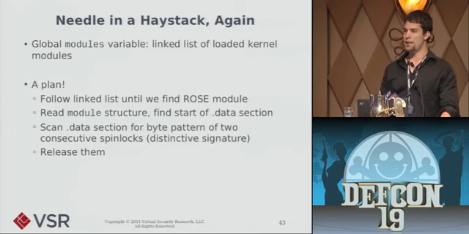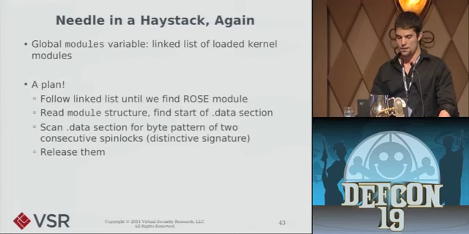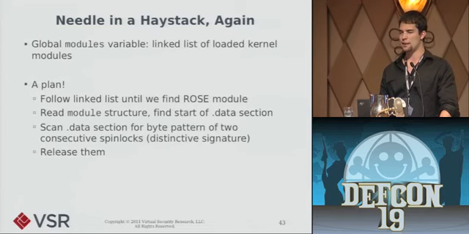Now that we know where the data section of this module is, we can scan it for this byte pattern that represents a distinctive signature of what these spin locks look like in memory. And that's unique, so that will always work. And then once we find them, we can release them by, I think it's incrementing them.